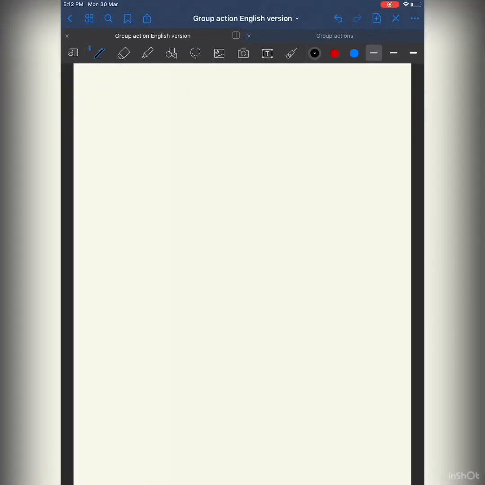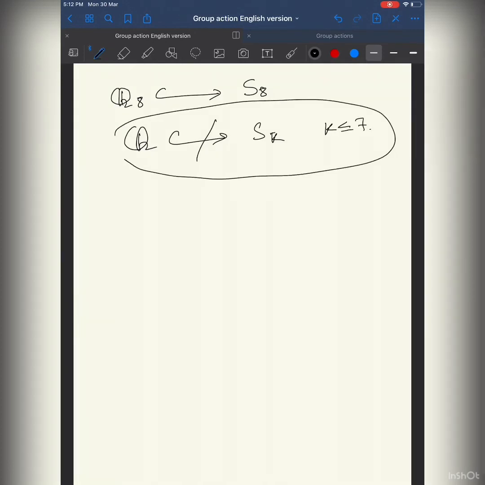I also posted another video about Q8. Q8 can go inside S8 by Cayley's theorem, but Q8 cannot go inside S_k where k is less than or equal to 7. This uses a very beautiful and interesting group theoretical fact, a group action fact, which I already posted in the English version. So you can go and see it and make use of it.